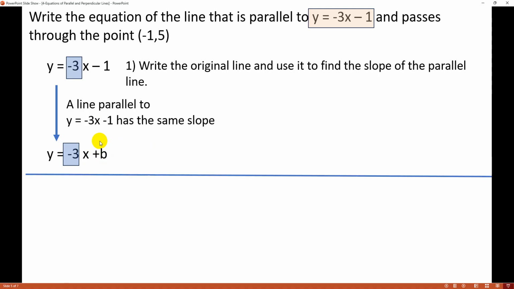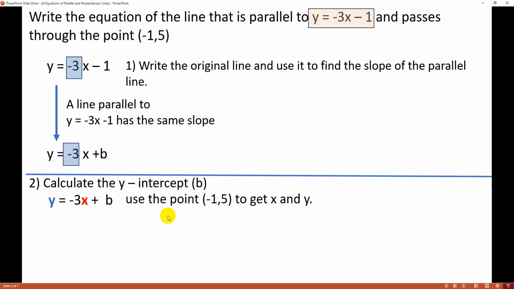To find out what the y-intercept is, we're going to write this equation, y equals negative 3x plus b, and we're going to use the point that they give us, this point negative 1, 5, and we're going to use that point to make the x negative 1 and the y 5, and replace these two values right here. So the x is negative 1, the y is 5. Now we have an equation where we can find out what the value of b is. Let's proceed with that equation.